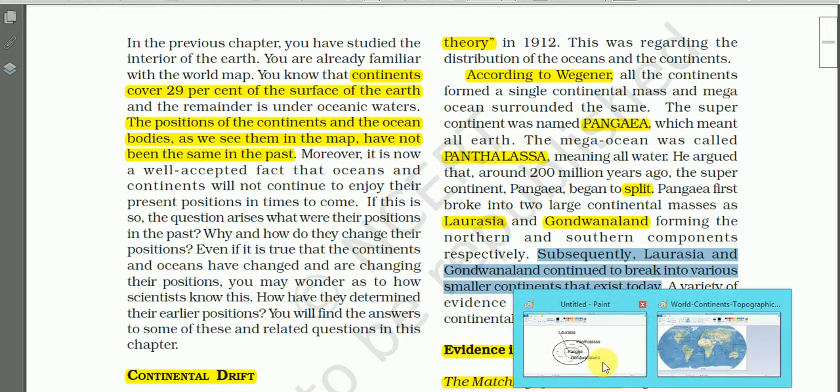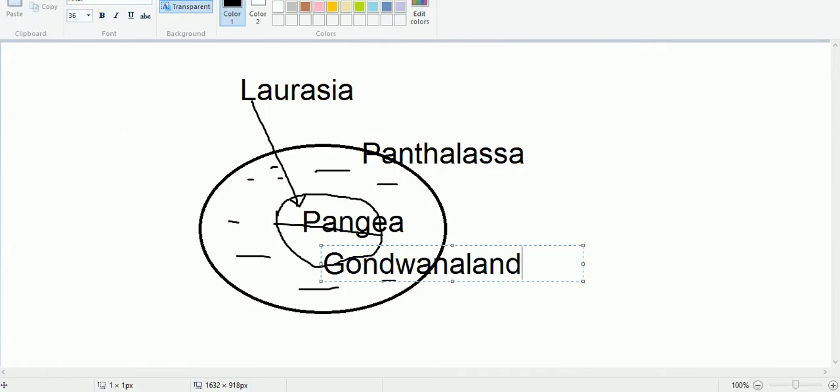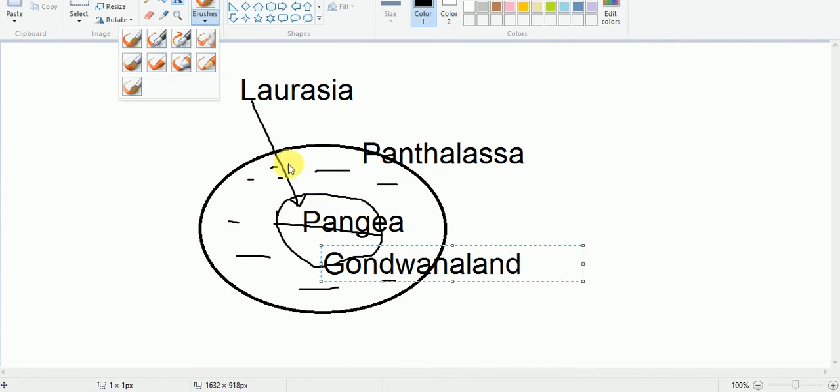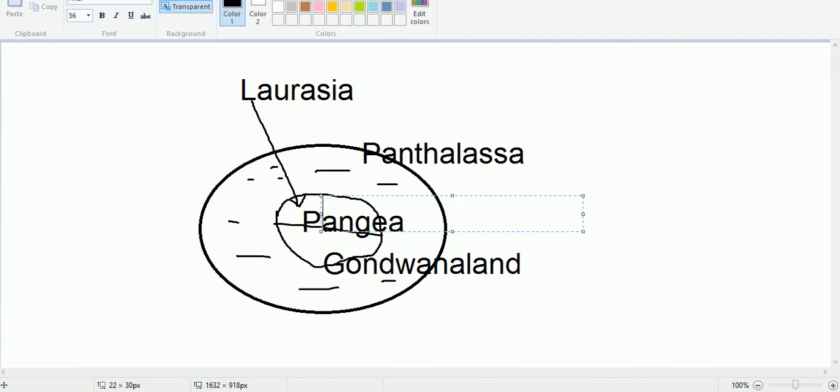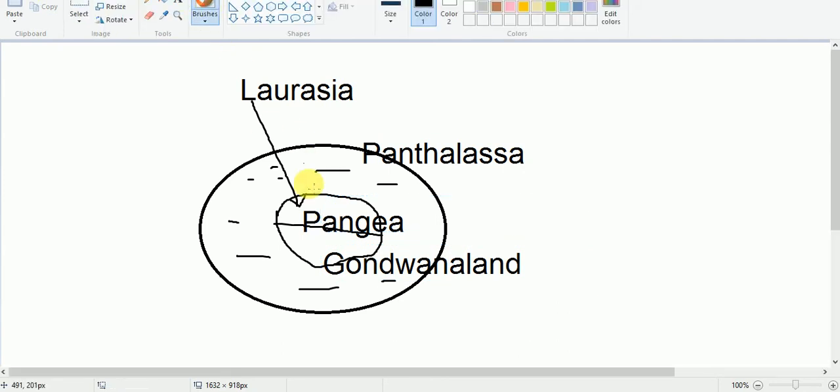So eventually, this Pangaea was broken into many pieces, and it drifted. It moved in different directions, thus forming the present continents. So this is what we call the continental drift theory.